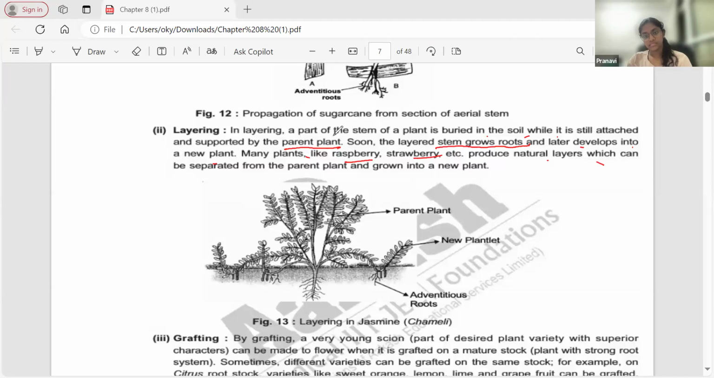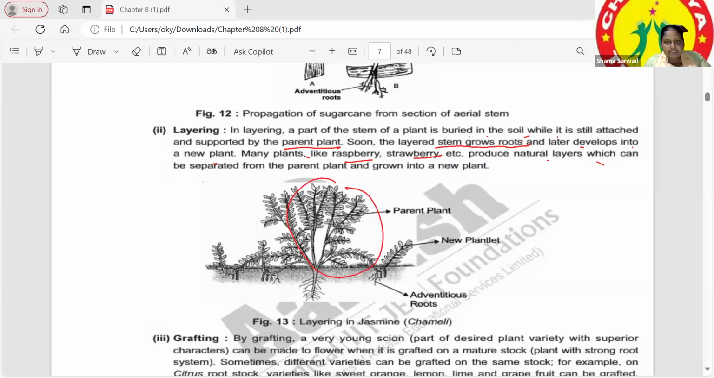First of all, what they do in layering is that a part of the stem of the plant is buried in the soil. This is the main plant, and this part of the plant has been sown into the soil. Here you are able to see it, and then later the sown part develops into a new plant. Once it has grown, we remove it from the parent and it starts growing separately. This is called a layer.